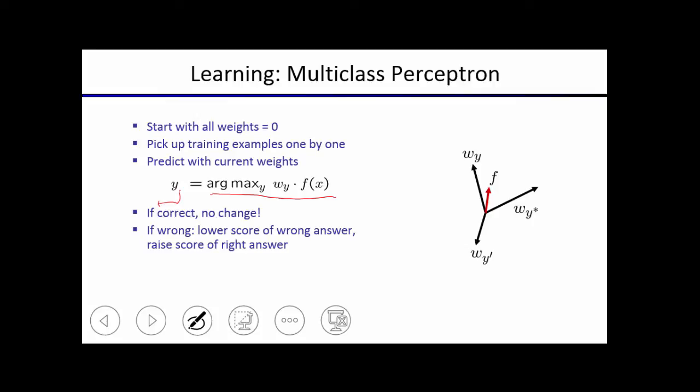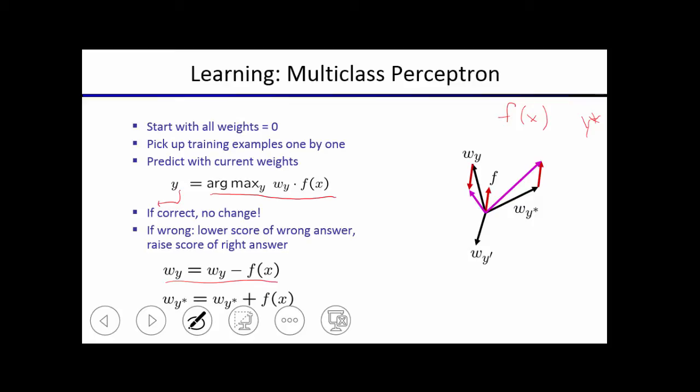So say that you have your feature vector f of x, and the correct label of this feature vector is actually y star. And in this case, with these weight vectors, it would be classified as y instead of y star. So what you would do is you first subtract f from the incorrect weight vector, this is the update equation, and you add f to the correct weight vector. So the result will be that the correct weight vector will look a lot more like f, and the incorrect weight vector will look less like f. And you do this for all of your training examples.